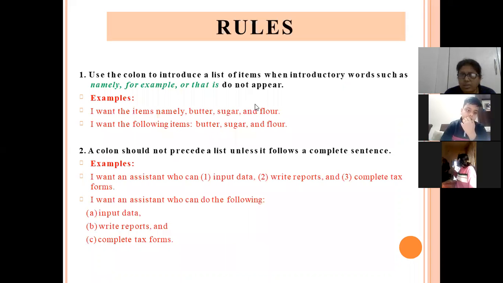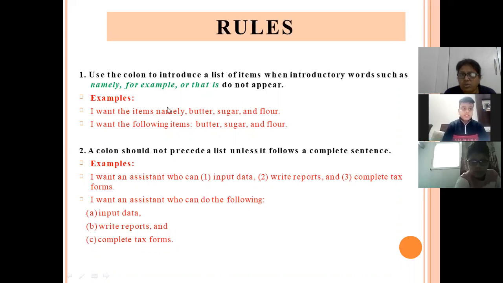Now, where are they used? When you are introducing a list of items, then you can use words like namely, for example, or that is. If I tell you, you want to give some examples. So what do you write? For example, then you put two dots and then you give an example. Okay, if I tell you to write examples of assertive sentences, then you write, for example, two dots.